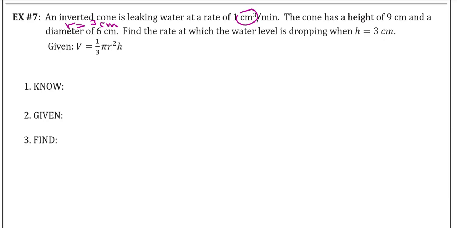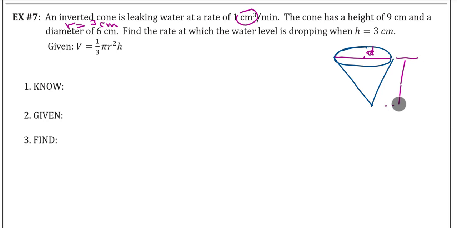Okay, so the volume of a cone is 1/3 pi r squared h. So it's 1/3 the volume of a cylinder. So here is our cone. We're drawing it upside down because it's inverted, like that. And we are given a diameter. This is my D. And then we're also given a height, H.